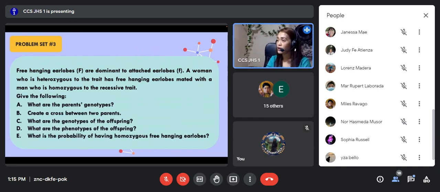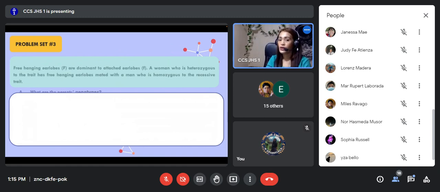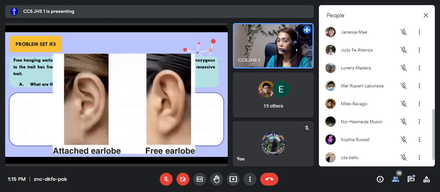Last, this one is about earlobes. I'm not sure if you are particular or keen on observing the shape of your own earlobes. Okay, so we have here an attached earlobe, and the other one is a free earlobe. You'll notice a slight difference. The tip here is attached to the skin directly, but others have a detachment, meaning a gap in between the lobe and the actual facial skin.